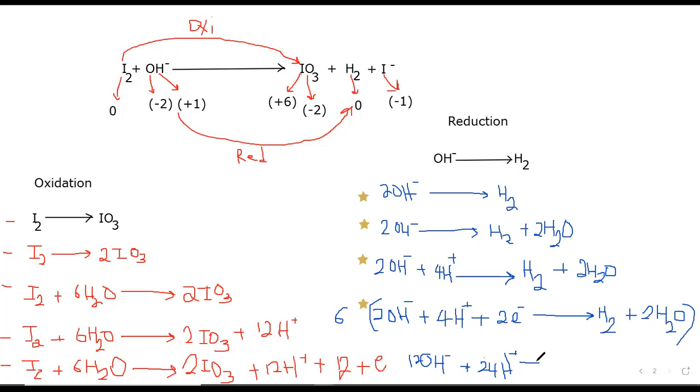Okay, then we have 12 electrons. Then this will be 6 hydrogen molecules, and then 12 water molecules, right? This will be 12 water molecules, like so, like that.